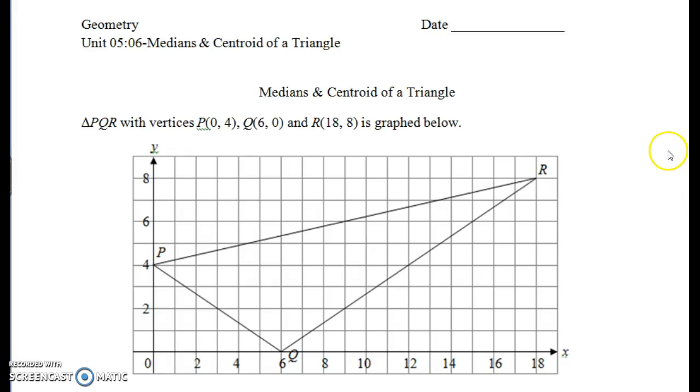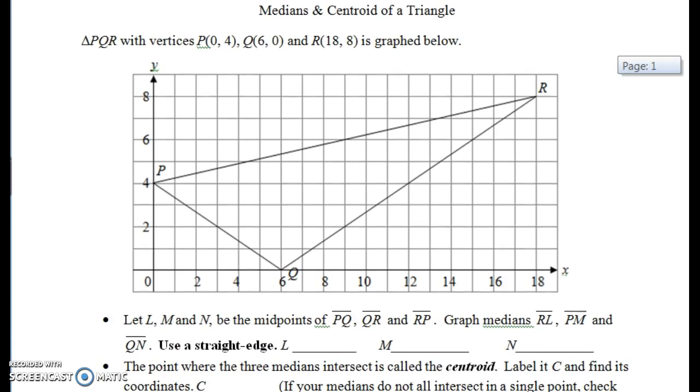This is geometry unit 5, lesson 6, medians and centroid of a triangle. What we're going to look at, first of all, is what a median is and what a centroid is. Well, we know what a median is. We've done that before. So let's see if we can draw some medians.